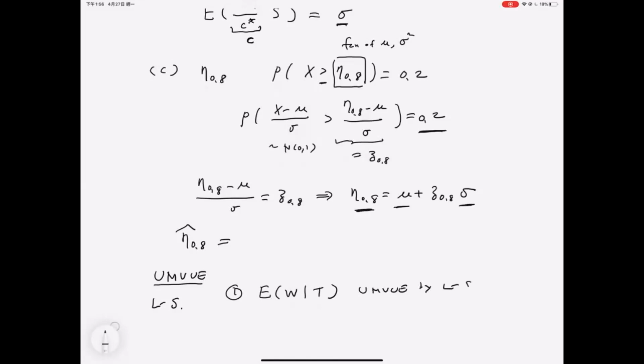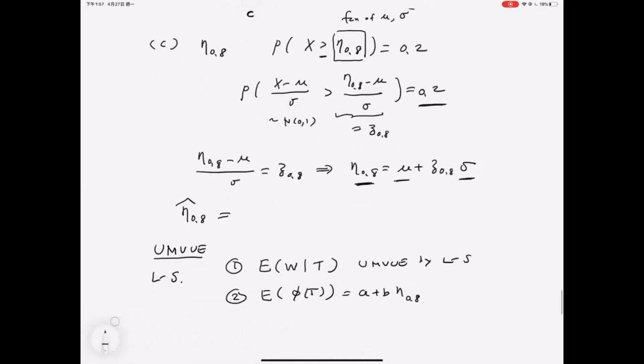The second one would be taking a function of my complete sufficient statistic. Hopefully eventually this is A plus B times tau of theta, or maybe it's eta 0.8 right here. I cross my fingers. The reason is that if I'm linear, I can always move that to create an unbiased estimator.